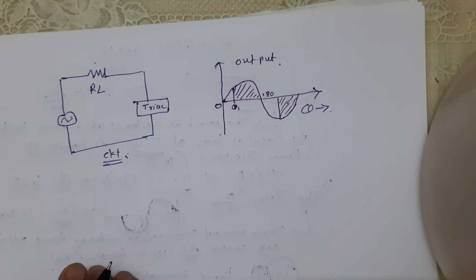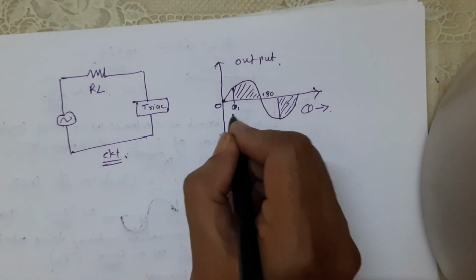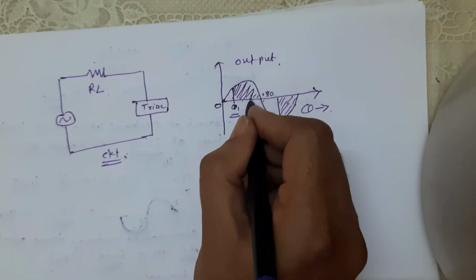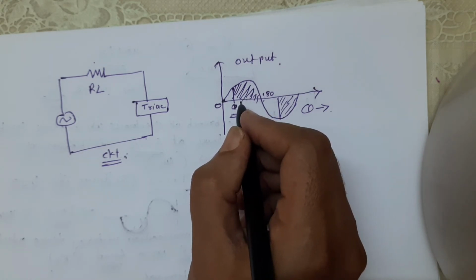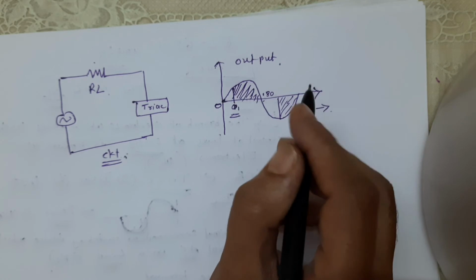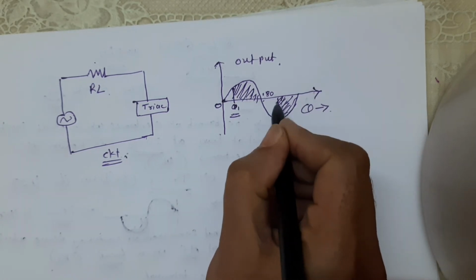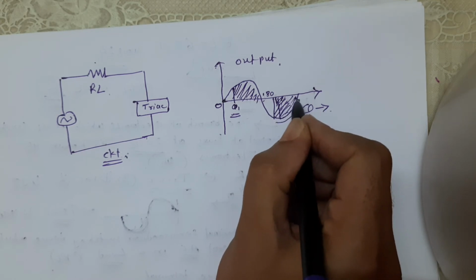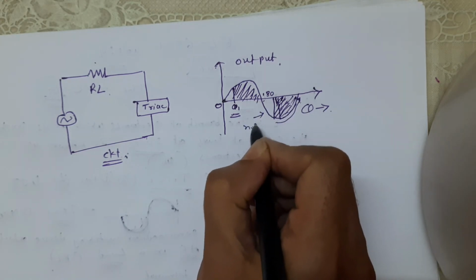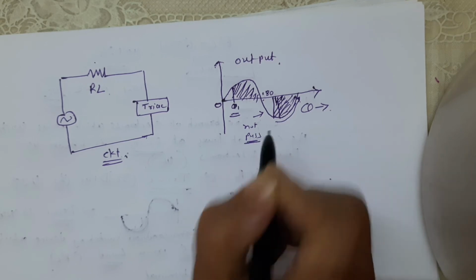Hence, from the figure, the triac passes the positive half cycle of the supply from theta 1 to 180 degrees. That is the shaded portion of the positive half cycle. Similarly, the shaded portion of the negative half cycle will pass through the load. That means this much voltage, if we see here, this much shaded portion is passed. This is not passed to the output.